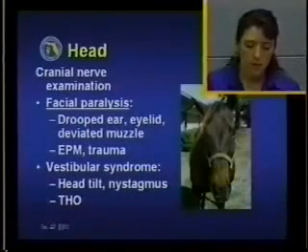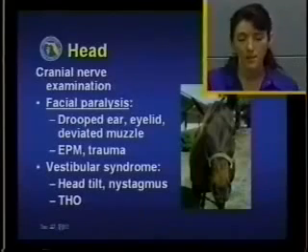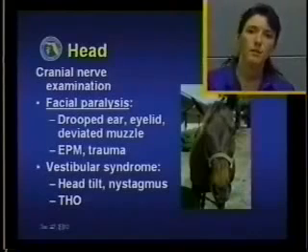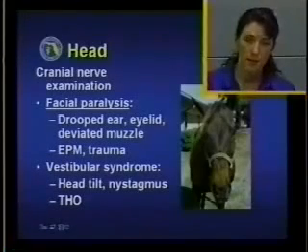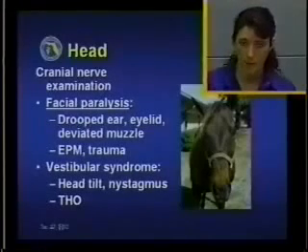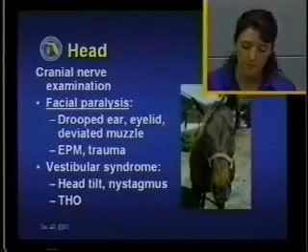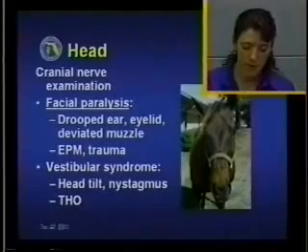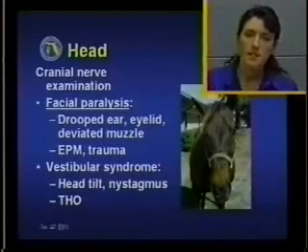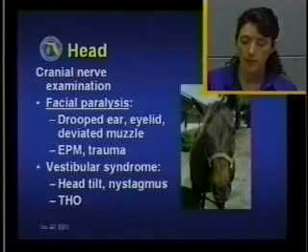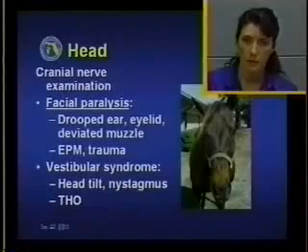When you look at the head, it's also important to perform a careful examination of the cranial nerves, and some of the most common defects that we will notice will involve cranial nerves 7 and 8. So facial paralysis is a disturbance of the function of the facial nerve, which is cranial nerve 7, and the signs associated with it will be a drooped ear, eyelid, and a deviated muscle away from the site of the lesion.